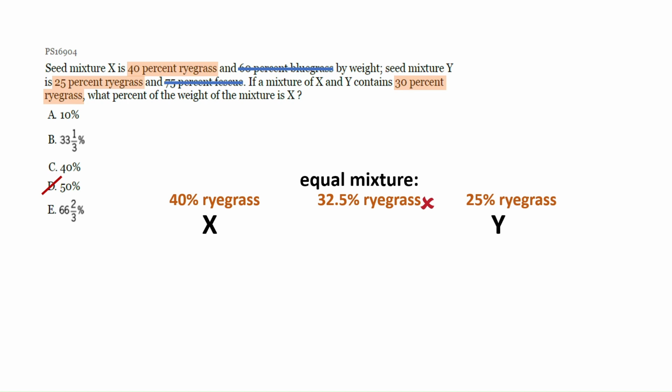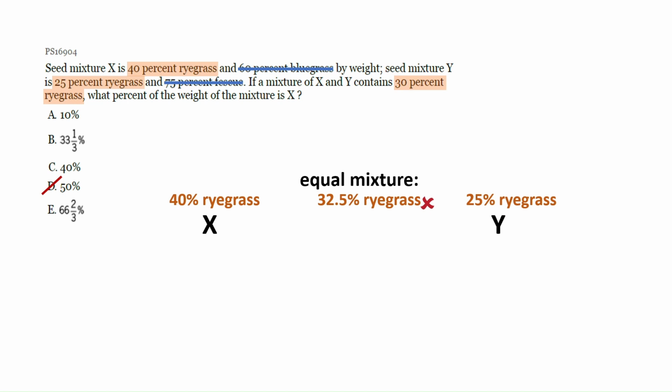Remember that the answer choices are all about the percentage of X in the mixture, not a percentage of ryegrass. They're trying to confuse us with lots of different percentages, and we need to keep track of what all those different percentages are of. 32.5% ryegrass would indicate a 50-50 mixture of X and Y. But in reality, the percentage of ryegrass in the mixture is closer to 25%, so it's weighted towards Y.